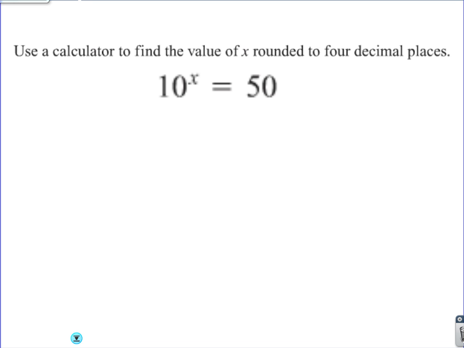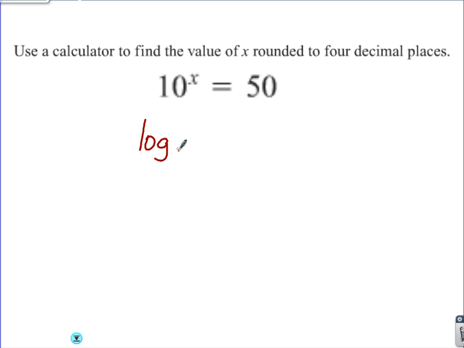But it's not linear. This is not a linear function. 10 to some power is 50. We can't move anything over. If you move the 10 over, the x is floating in the air. Can't do it. So we're going to change forms. Log base 10, right? You don't have to put it.